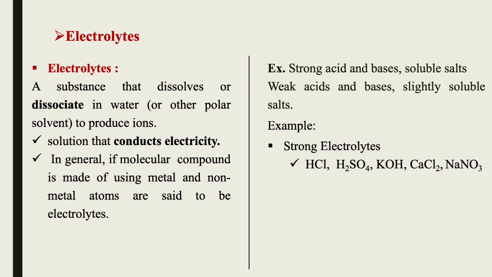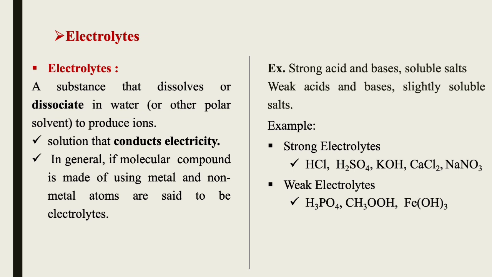So here you can see there are two components. One is metal, another is non-metal. In terms of HCl, both are non-metal components, hydrogen as well as chlorine. But it also forms a strong acid, a strong electrolyte, because these are highly soluble salts.